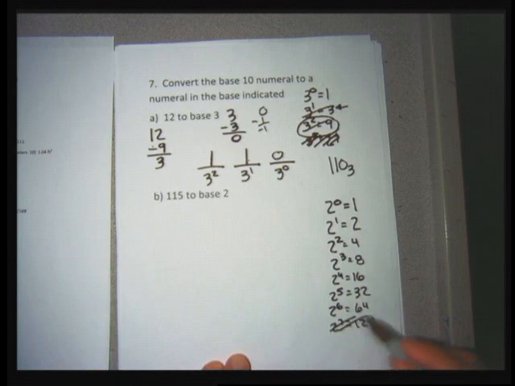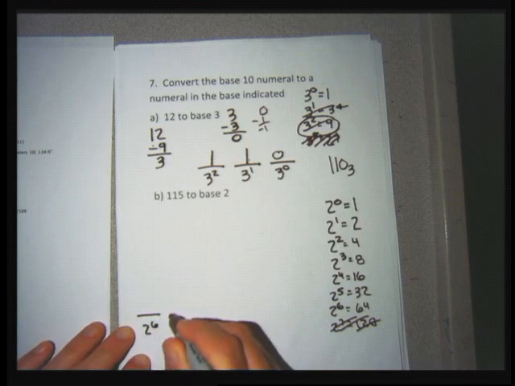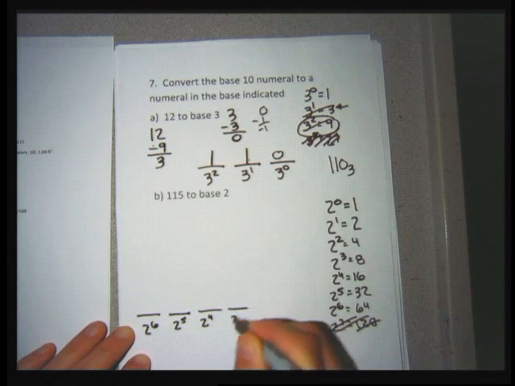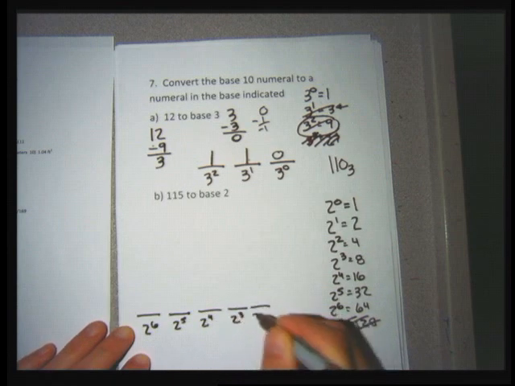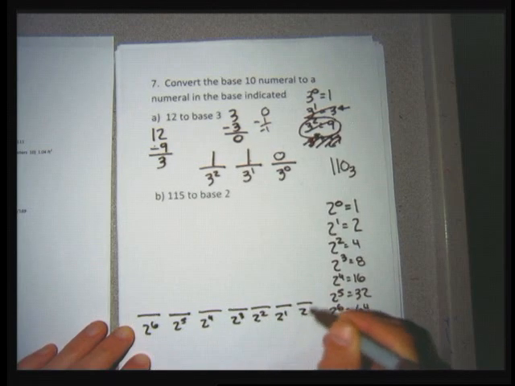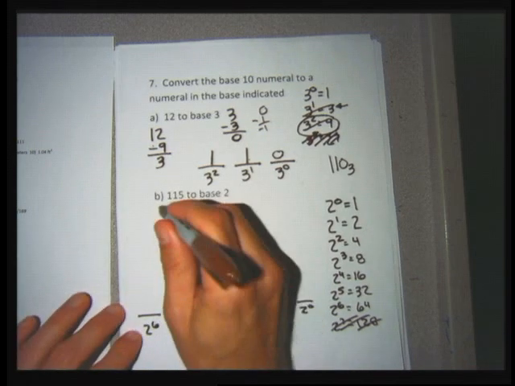128 is too big. So my answer is going to have a bunch of digits. It's going to have a spot for how many times I could subtract 2 to the 6th, 2 to the 5th, 2 to the 4th, 2 cubed, 2 squared, 2 to the 1st, and 2 to the 0. Now I'm going to start with my 115 and start subtracting.